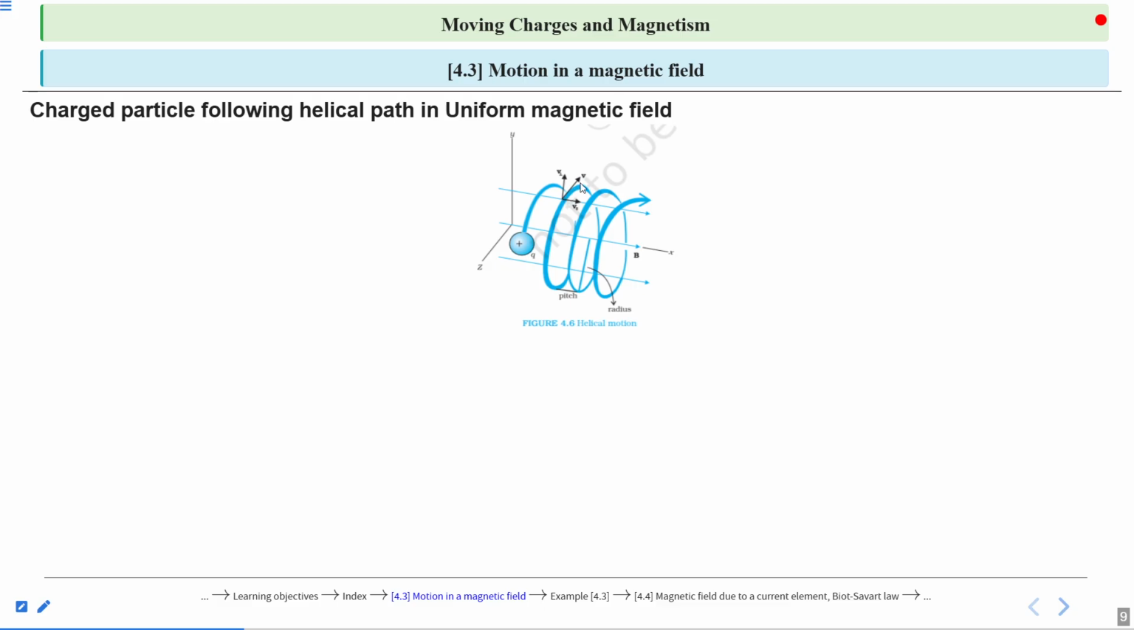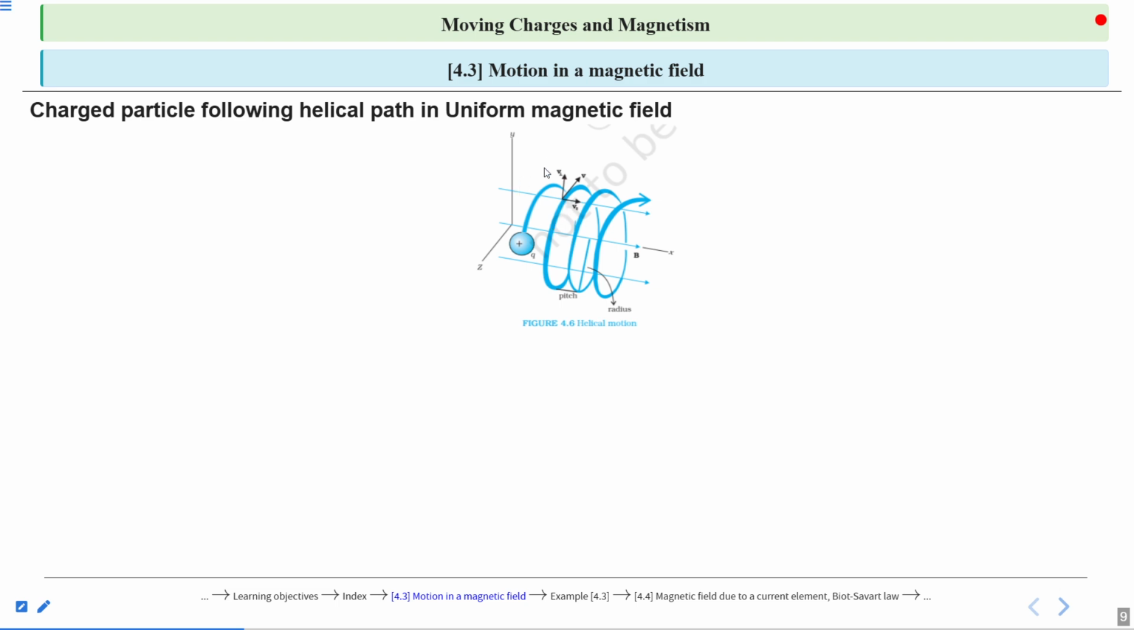It is at some angle to this B. Okay, so we will resolve this velocity into two components. One component is the perpendicular component, the other is the parallel component. This parallel component is along the magnetic field. And we know that if the charged particle is moving along the magnetic field, then it will experience no force. That means the velocity of the particle will not change. So this v parallel is along the magnetic field, so this v parallel will not change.